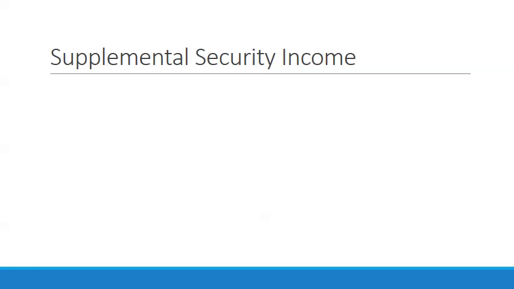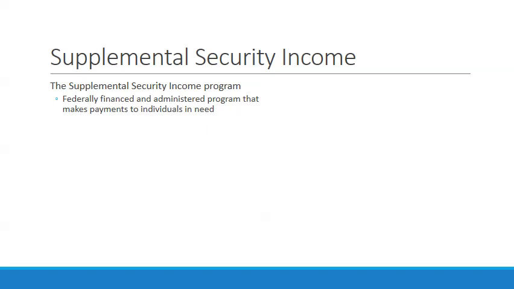Okay, our next one is Supplemental Security Income. So Supplemental Security Income is a federally financed and administered program that makes payments to individuals in need. So this one is done by the government itself. So they're financing it through taxes. They're administering it. They're making payments to individuals in need. And it's based on income, age, and disability.